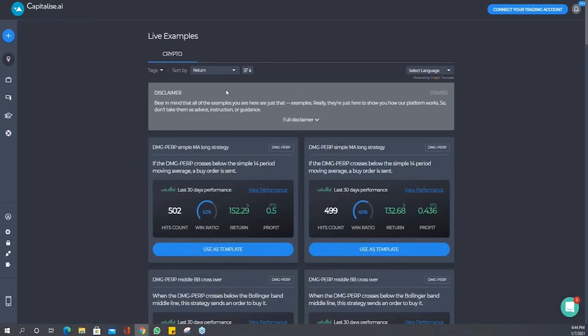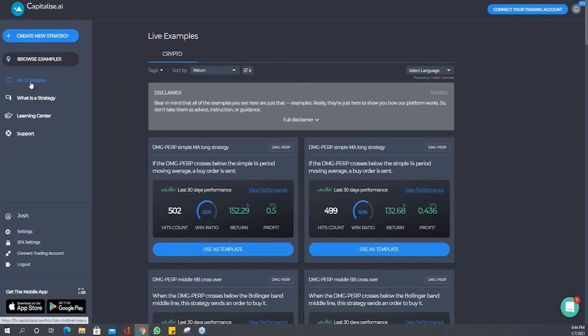So you can see we've sorted by return, and these are the strategies that have returned the most. You can view the performance here, or you can use it as a template. When you use a template, it's going to open up in the wizard already, so you can run it straight away. Great. Traders, we are running out of time. We need to get moving.